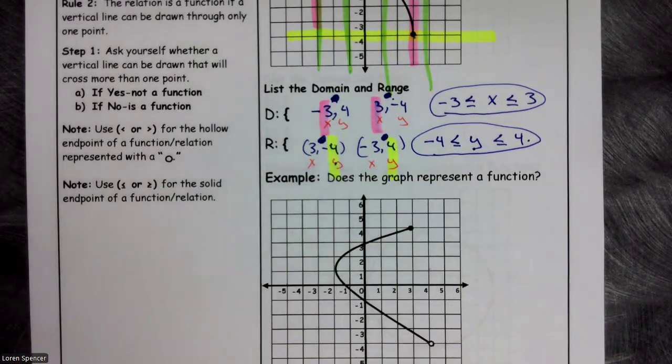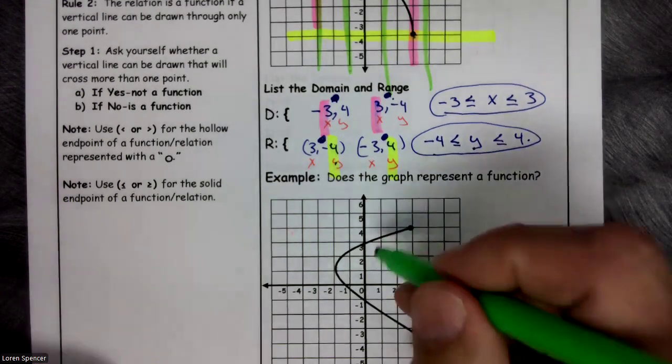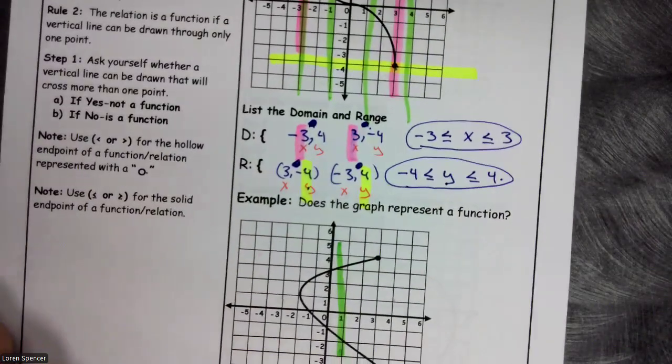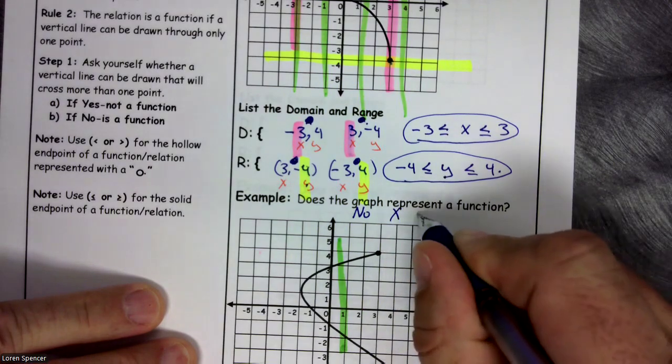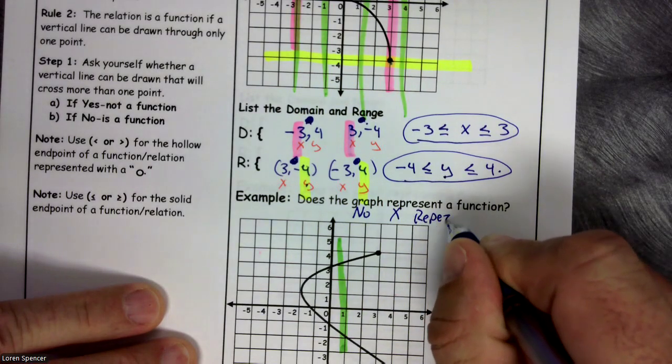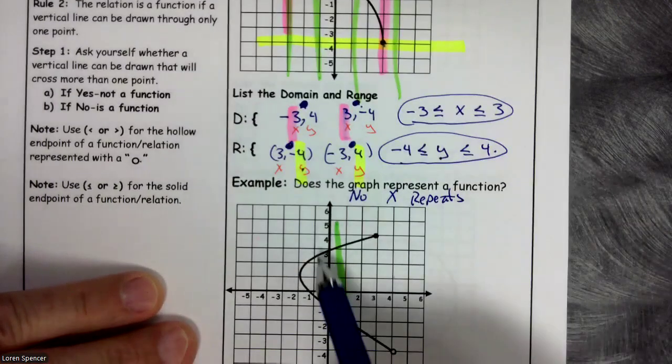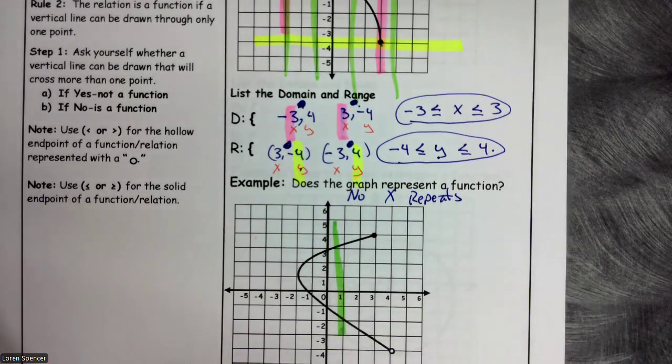So the next one: does the graph represent a function? All right, this one's a lot trickier. So first off, does it represent a function? I draw the vertical line. No. Why? Because X repeats. And then it repeats a lot. It repeats here, here, here. It repeats at a bunch of places.